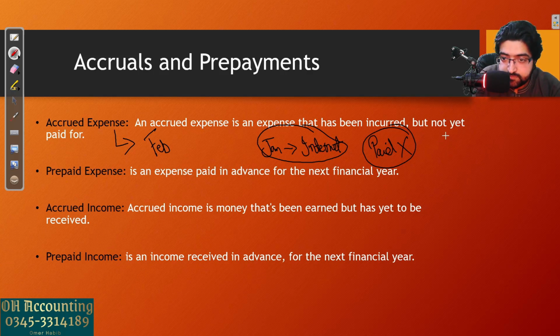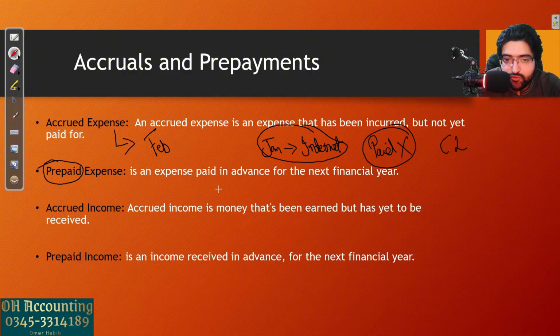So it is, in simple words, a current liability for your business. You're supposed to pay this amount in the near future. Moving on to prepaid expense. As you might have understood just by reading this, I hope you know what prepaid means. Prepaid simply means you have paid for something in advance, right?